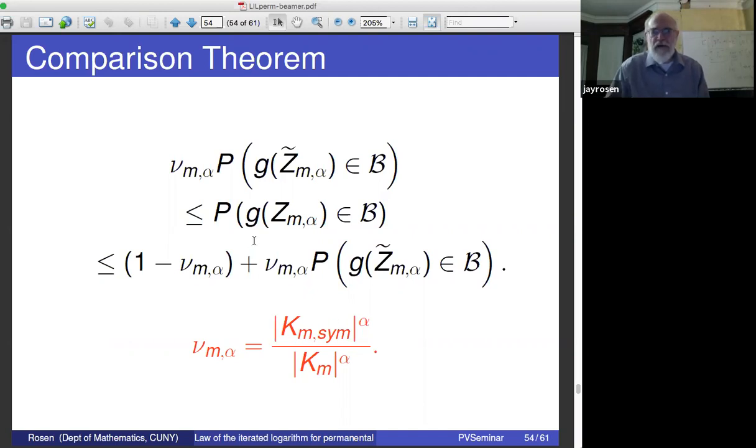Once this goes to 1, then you see that, in some sense, the two processes, the symmetrized version and the permanental version that we're interested in, will then basically have approximately the same probability. So the second technical part is to show that this new symmetrized Gaussian process itself has the same LIL as the original symmetric process we started with. So those are the two technical points.